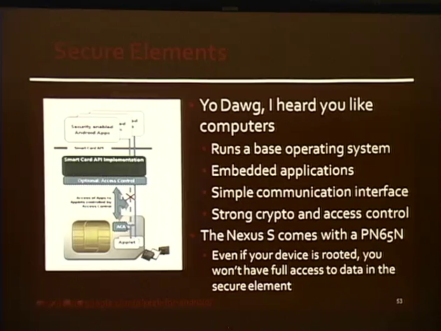It's going to be able to enforce strong crypto and access control in here. So even if you root the device, that we've all commonly seen for Android devices at this point, it doesn't give you access to the secure element. It just allows you to communicate with it. And your secrets are still going to be safe in there. So the Nexus S, the Galaxy Nexus, they both have this PN65N chip from NXP, and that's the secure element and NFC chip that they're using at this point.